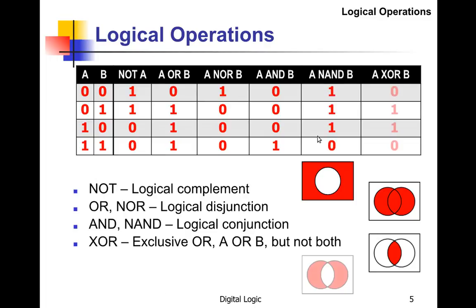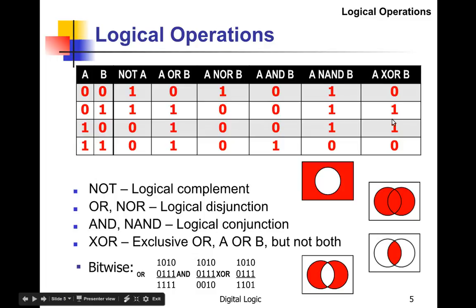And A XOR B, XOR is really a way of telling whether there's a difference between A and B. And if there is no difference, then A XOR B is false. If there is a difference, it's true. So you can just see whether A and B are the same. If they're the same, you get a false, otherwise you get a true. And you can do these same kind of things bitwise, bit by bit, as you see down here at the bottom.